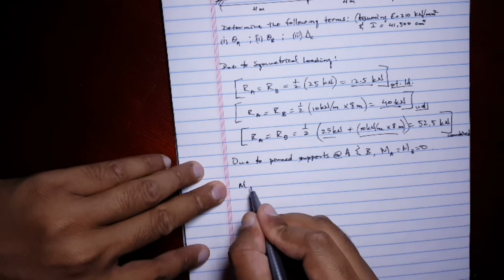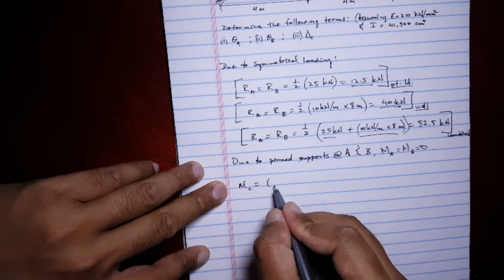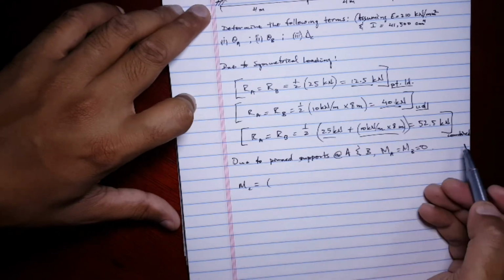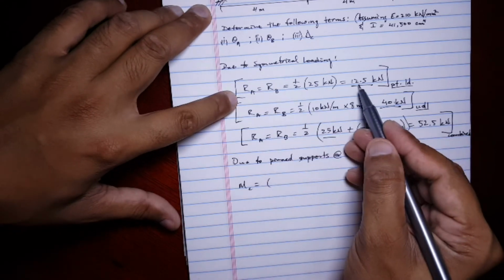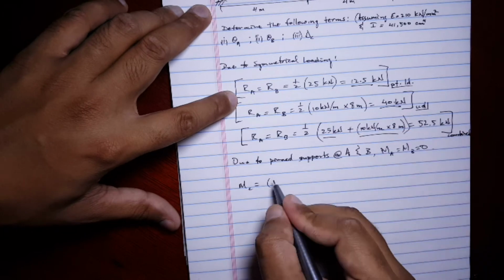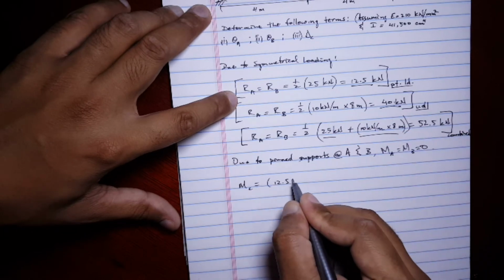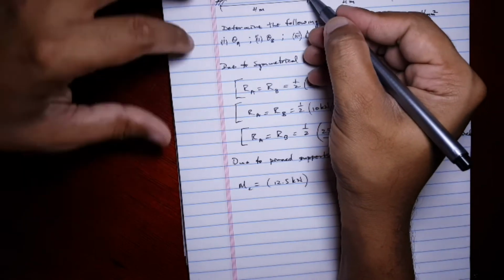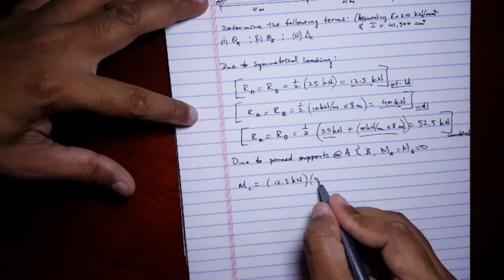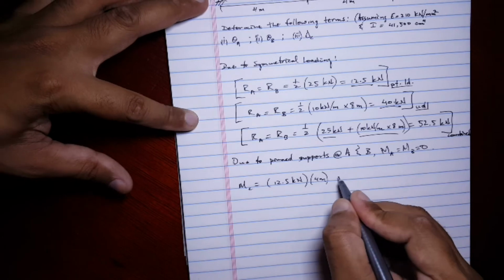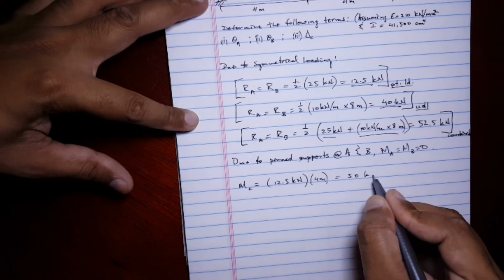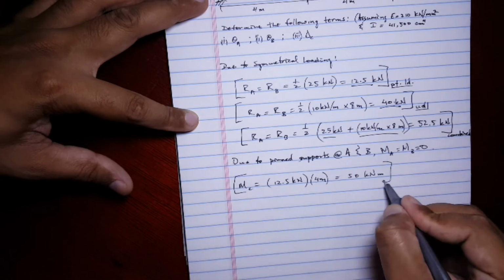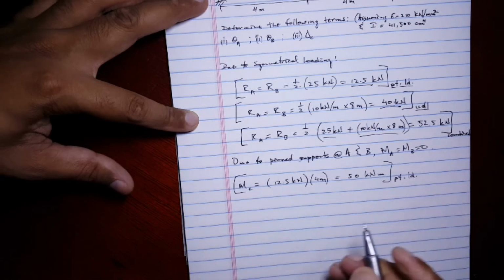So the moment at point C is going to be equal to the reaction, which in this case for the point load alone is 12.5 kilonewtons, times a distance away from C, which is 4 meters. That gives you 50 kilonewton meters. Alright, and this here is for the point load.